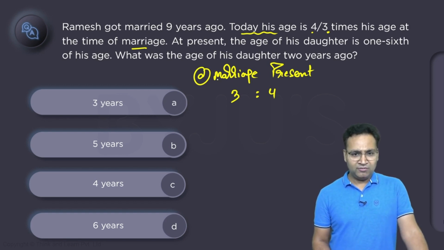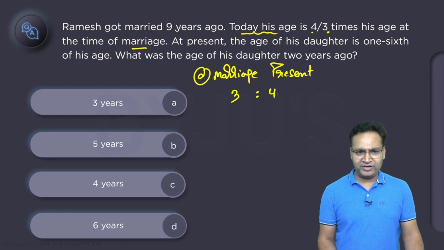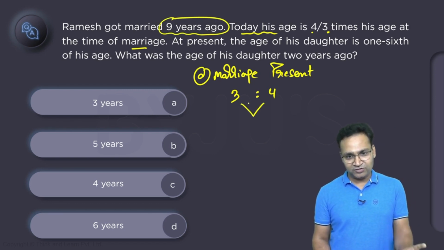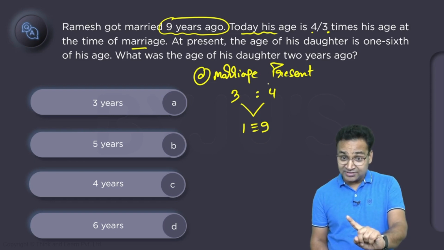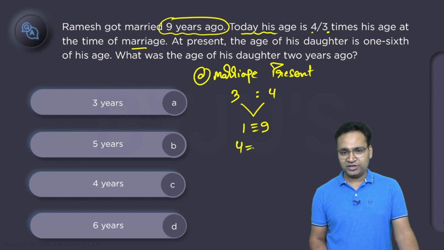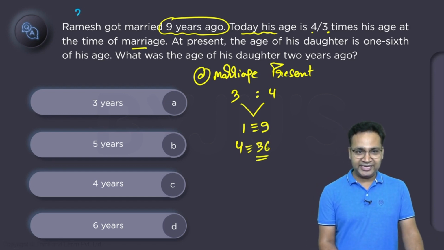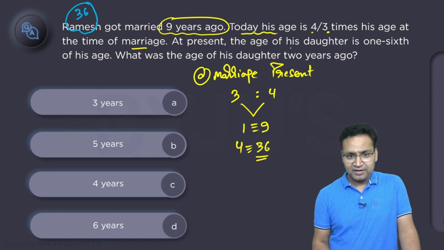What is the time difference between at the time of marriage and present? Time difference is 9 years. So can I figure out the difference of 3 and 4? 1 is equal to 9. Clear? So what is the present age? 4 is equal to 36. Got this? That means just by reading the question, I can sense the present age of Ramesh is 36.